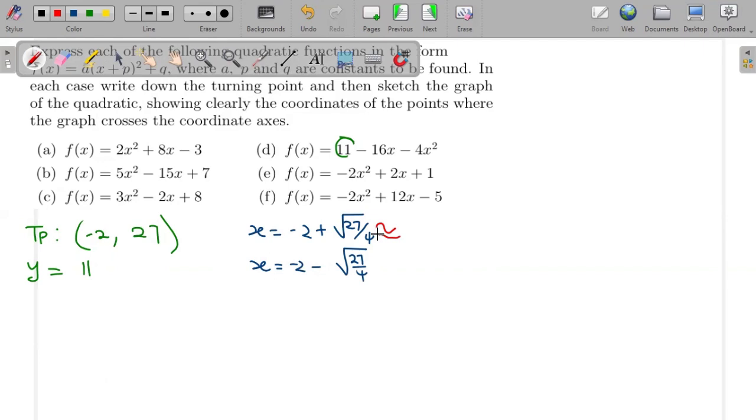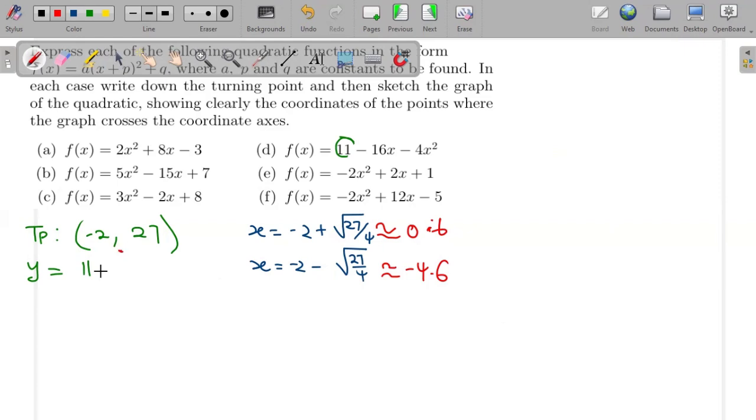plus the root of 27 over 4. Okay, so that gives me approximately 0.6. Then for this one, when there's the minus there, minus 2 minus root of 27 over 4 is giving me minus 4.6 approximately. Okay, so those will be my x-intercepts. This is my y, and these are my turning points.